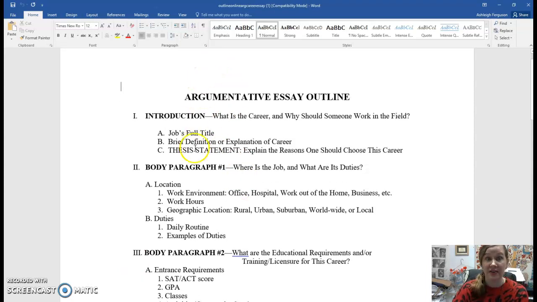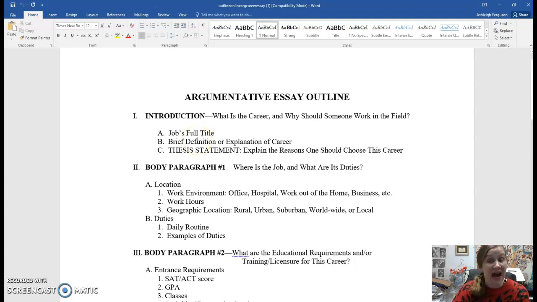Make sure in your introduction you mention the job's full formal title. If you come up with an acronym, that's fine, but make sure you mention the job title first, and then put the acronym in parentheses. Okay, like if you're doing physical therapy, you might want to say physical therapy or physical therapist in the first paragraph, and then in parentheses, put capital PT, and then you could use PT for the rest of the essay, which is fine, but use the full title in the introduction.